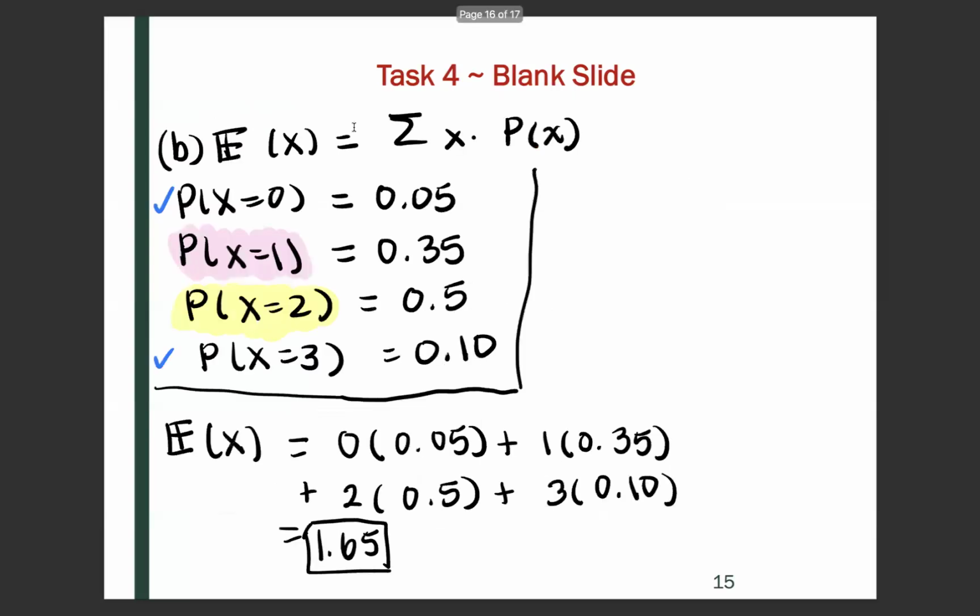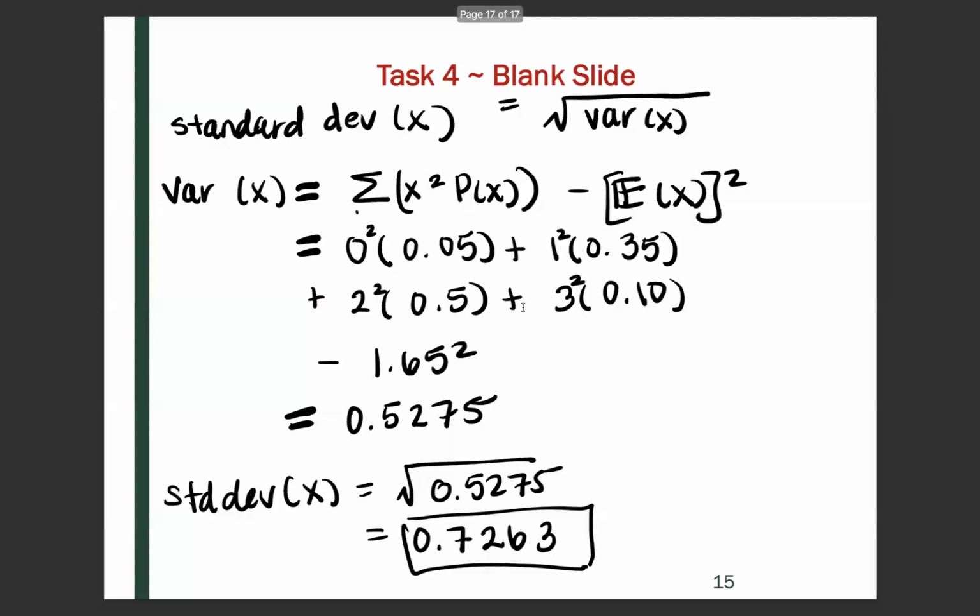So if we go back to this, we would be doing 0 squared times 0.05 plus 1 squared times 0.35 plus 2 squared times 0.5 plus 3 squared times 0.1. And so that minus the expectation squared is 0.5275. So that is the variance, but it's asking for the standard deviation. So in order to find the standard deviation, we're going to take the square root of the variance. So that's the square root of 0.5275, and we get 0.7263.